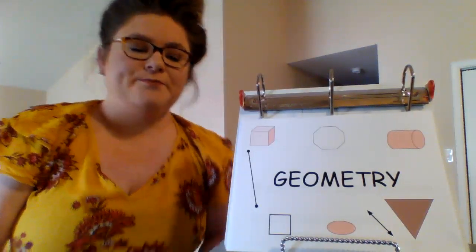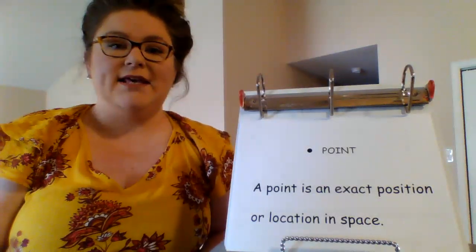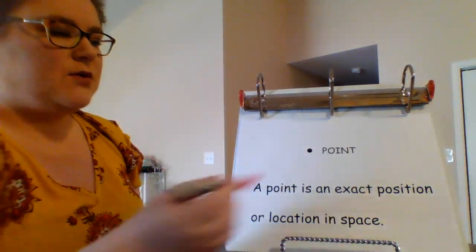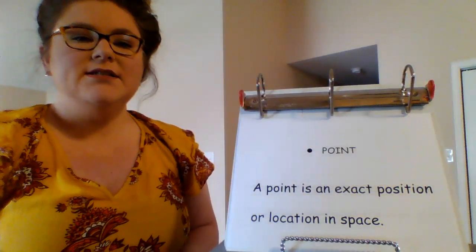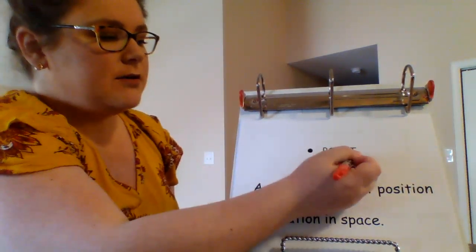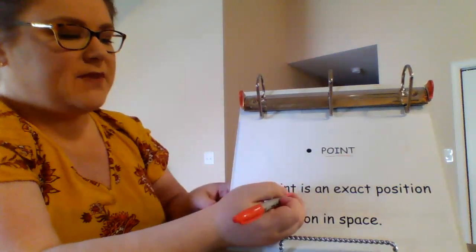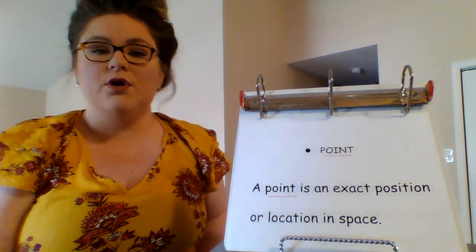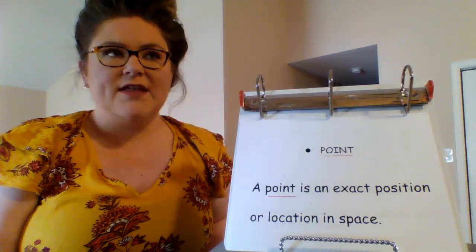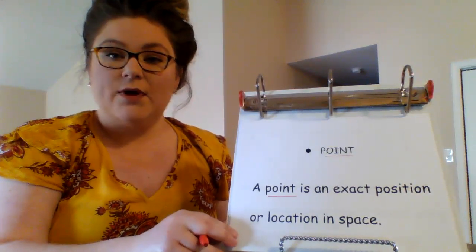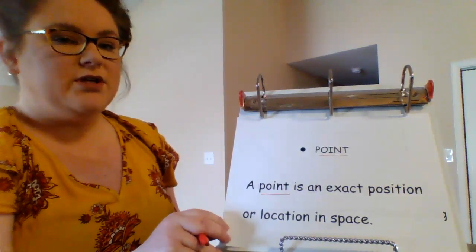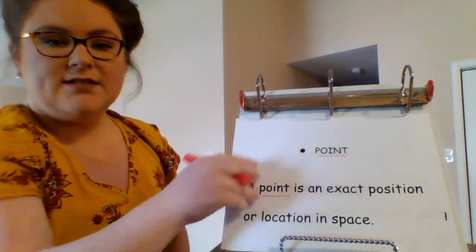Okay, so the first word we're going to learn in our geometry unit is a point. This dot right here looks like a dot, looks like a period in a sentence. It's called a point. Okay, and a point is an exact position or location in space. And that's going to make more sense once we start looking at putting all this vocabulary together. So the first important word you need to know is a point, and this is what it looks like.